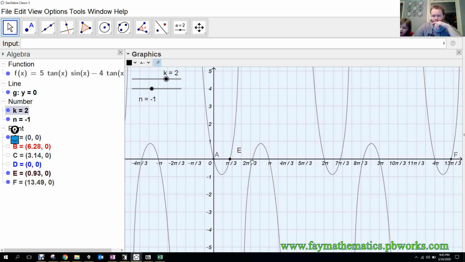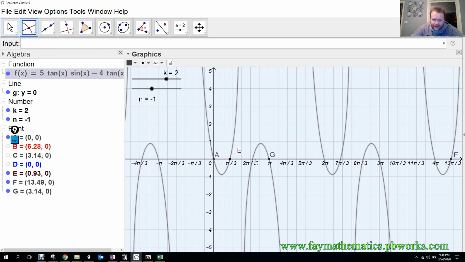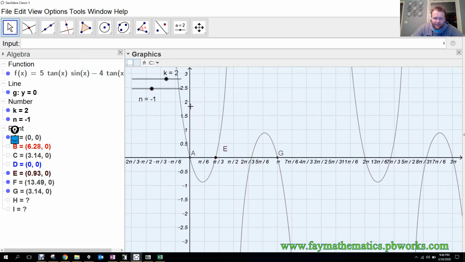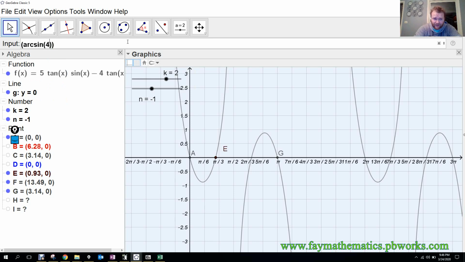Now we're also missing this point that we were trying to replicate. We need to also find this one. So if I find that intersection point, not that one, intersect that and that. Well, for some reason it's not letting me grab that point, but we can do it this way. It would be arc sine of 4/5.